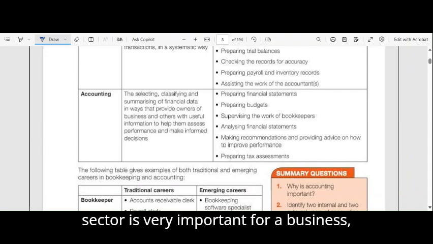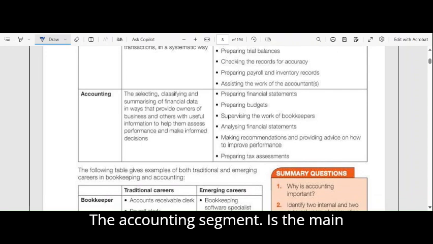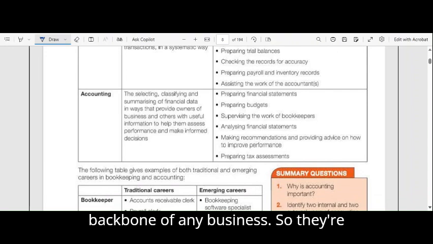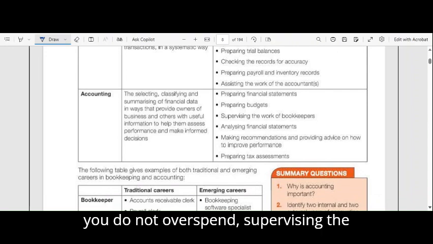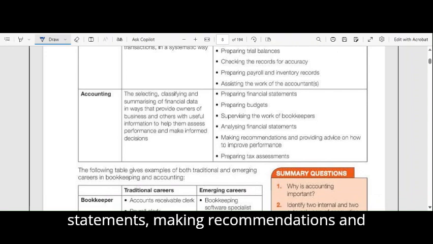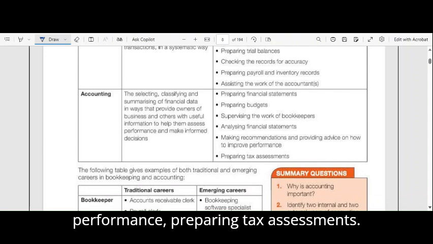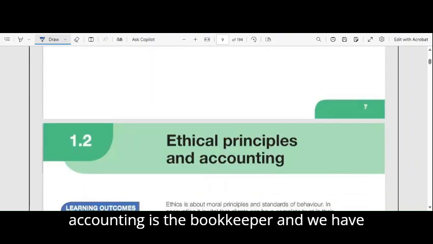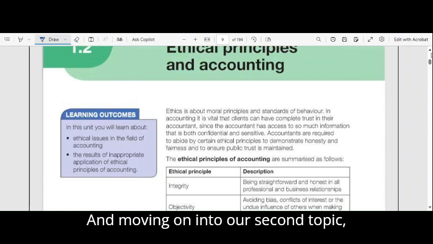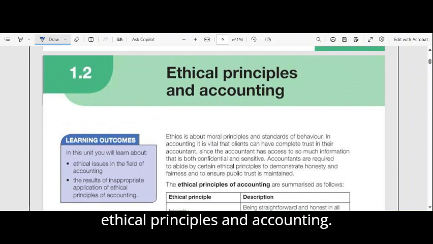The accounting sector is very important for a business to thrive, for a business to be excellent, to perform well. The accounting segment is the main backbone of any business. So they're responsible for preparing financial statements, preparing budgets so that you do not overspend, supervising the work of bookkeepers, analyzing financial statements, making recommendations and providing advice on how to improve performance, preparing tax assessments. So another job when it comes to accounting is the bookkeeper, and we have accountants, so we have two jobs there. And moving on into our second topic, which is 1.2, ethical principles in accounting.